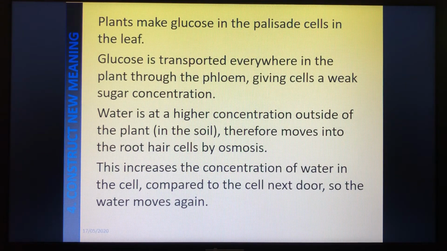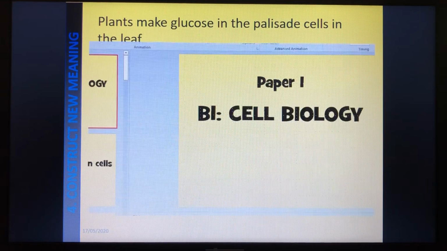So plants make glucose in the palisade cells. We keep trying to bring that word in because people forget it. Glucose is transported through the phloem. That was that process of translocation, transporting the sugar to all locations. Water is in high concentration outside of the plant in the soil, therefore moves into the root hair by osmosis. This is just explaining what I've just said. This increases the concentration of water in the cell compared to the cell next door, so the water moves on again.